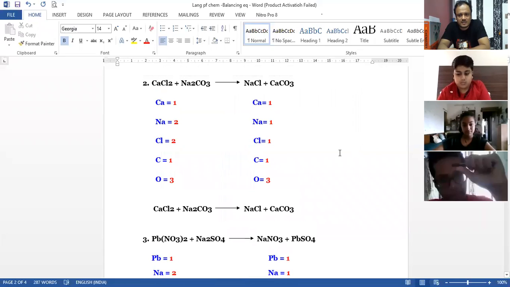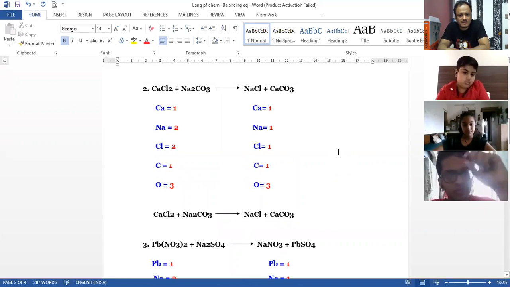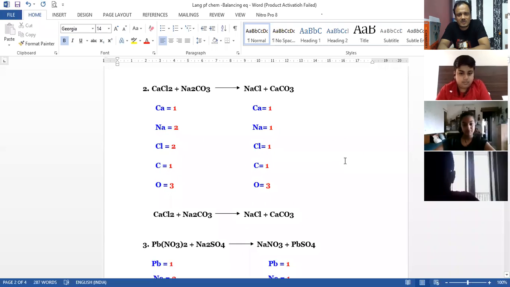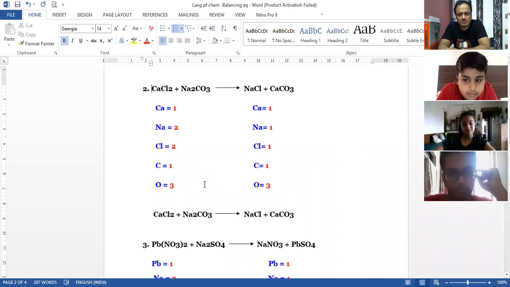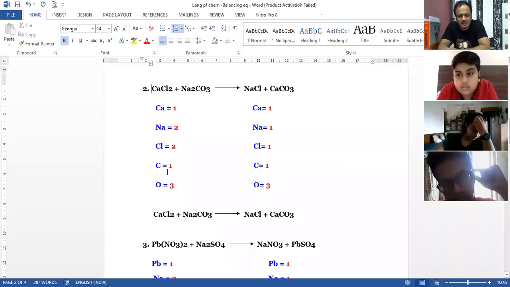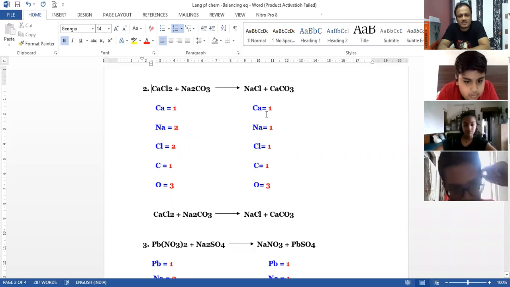Okay, another example which is given to you is balancing calcium chloride and sodium carbonate, giving you sodium chloride and calcium carbonate. So again, following the same order, this is the simplest method which you can use to balance an equation, that is writing down all the elements present in the equation. You can obviously see that the elements will be the same on the left hand side and the right hand side. That's how it works.